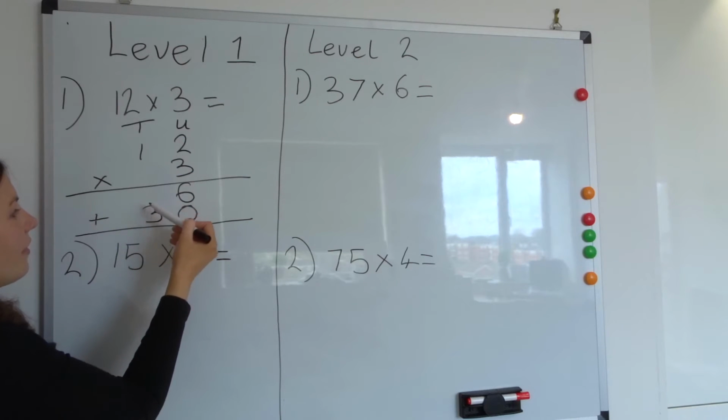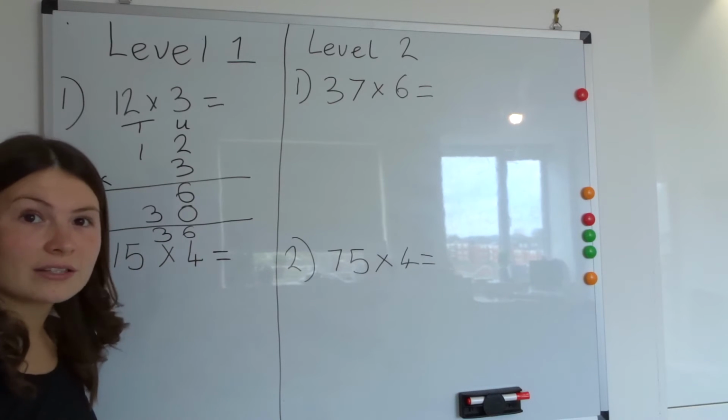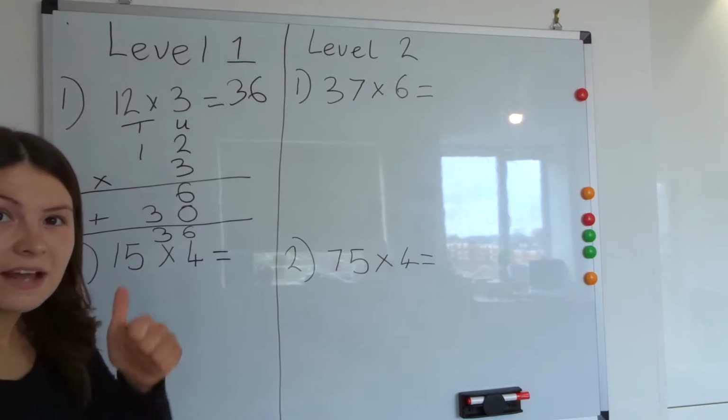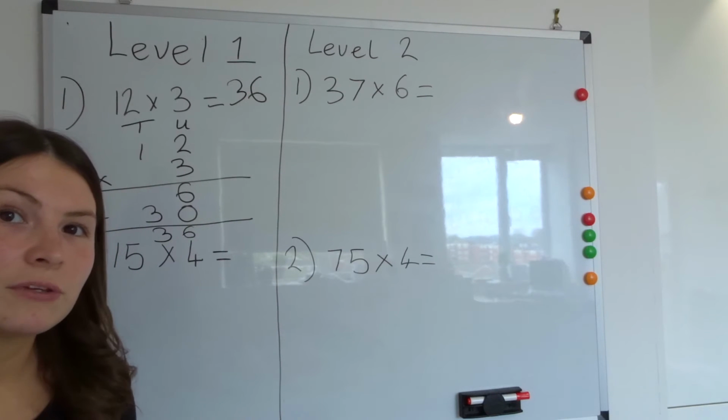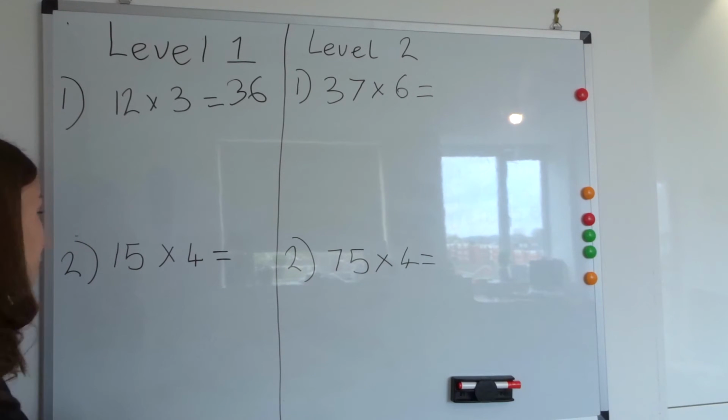Tens column, nothing, add 30 is 30. So your answer to that one is 36. Give yourselves a big tick if you got that right. If you made a few mistakes, just go back and check it now. Okay, moving on to question 2.